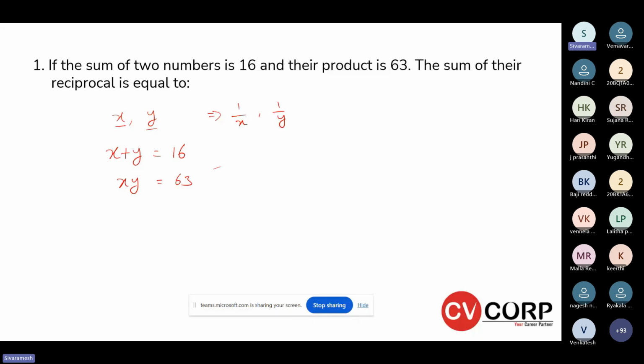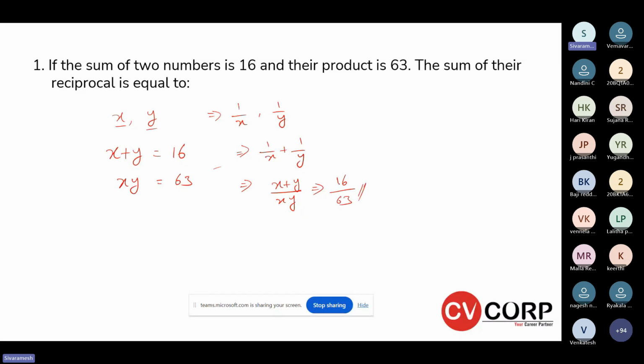So the reciprocals are 1 by x and 1 by y. They're asking us to find the sum of their reciprocals, so 1 by x plus 1 by y. If you solve this equation, obviously the LCM will be xy, and the numerator will be x plus y. We already know x plus y is equal to 16 and xy is equal to 63. So 16 by 63 is your answer.